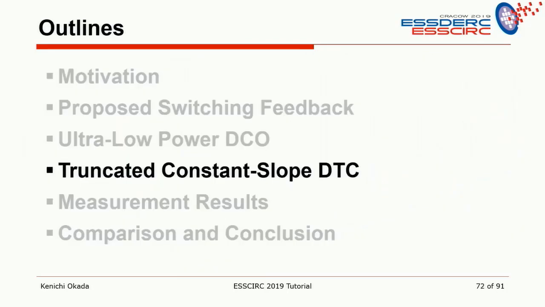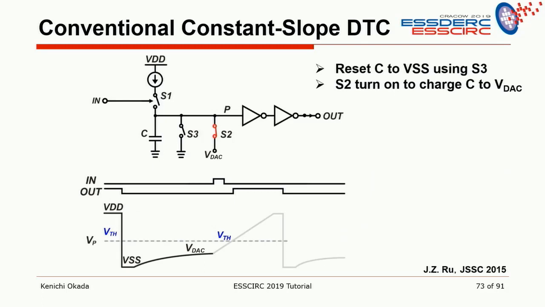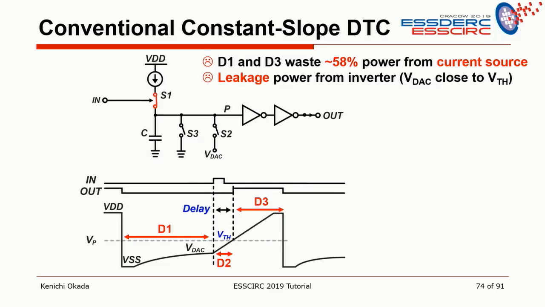Okay, next one, I'd like to talk about some constant slope DTC for further reducing the power consumption. This explains the very conventional type constant slope DTC. Starting from here, the voltage starts from here, and once reset to the ground state, and pre-charged here by the dark voltage, then the constant slope is generated like this. But after the comparison determines the output here, they're still charging up like this. This part consumes redundant power. So the idea is just cutting this redundant power, just truncating this part. This simple idea can realize the 58% power reduction like this.